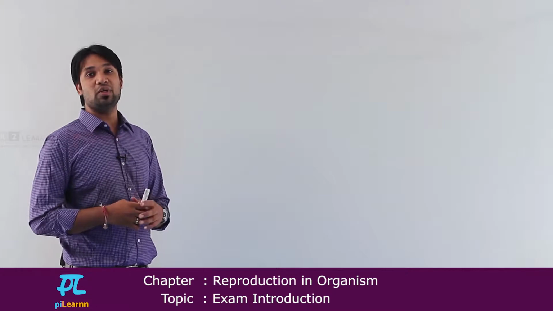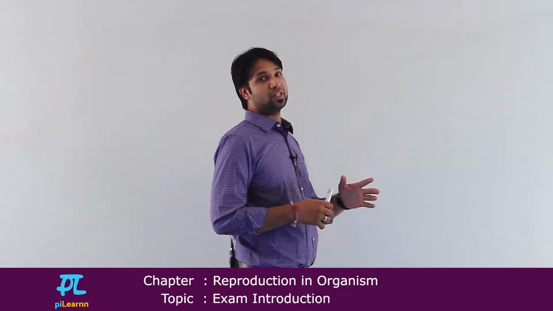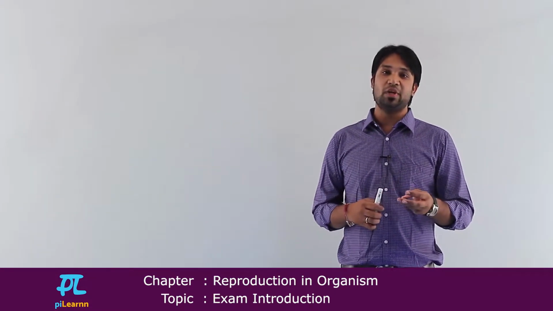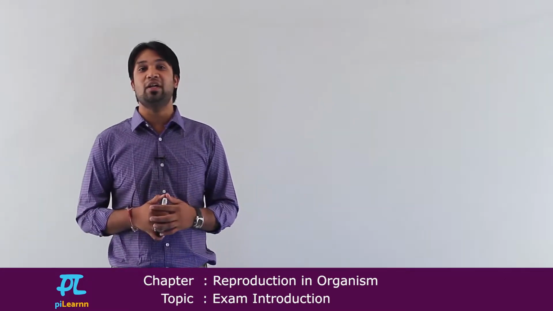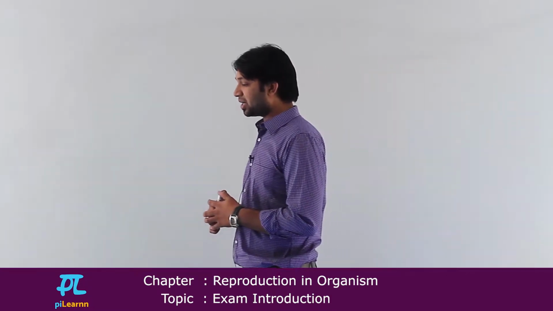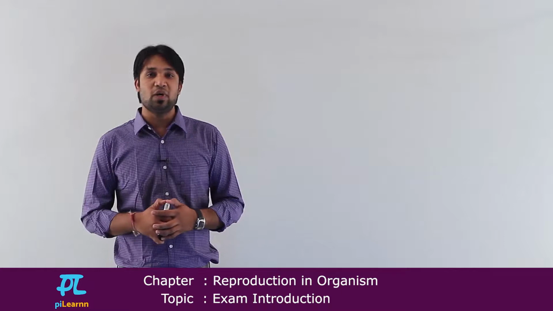The first unit is reproduction in organism, the plant reproduction, human reproduction, reproduction in living organism, and the reproductive health. There are 4 chapters in that, right? And those all 4 chapters are very important because the marks which are concerned with those 4 chapters are approximately 12 marks. So 12 marks will be coming from the first unit.